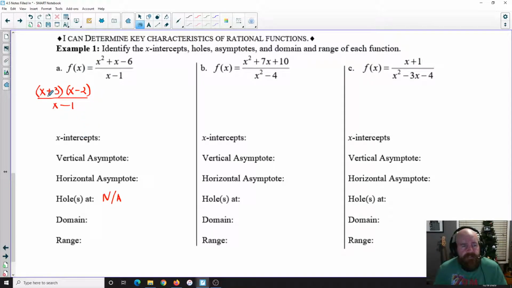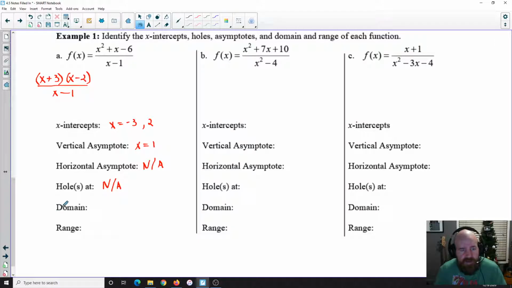Now x-intercepts, we look at the top. We set those factors equal to 0 and solve for x. So we have x-intercepts at -3 and 2. Vertical asymptote, we do the same thing with the bottom. So we have x equals 1 for the vertical asymptote. Horizontal asymptote, we look back at the original. We have a degree of 2 over a degree of 1, so top is bigger than the bottom. This means we have no horizontal asymptote. So again, NA or none or no.